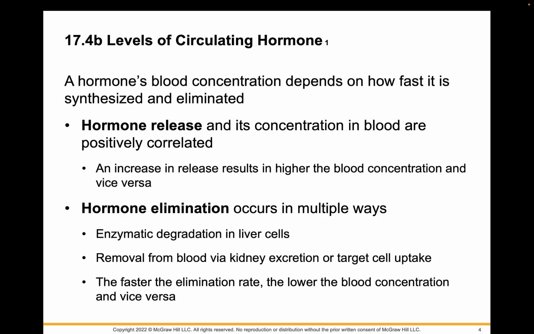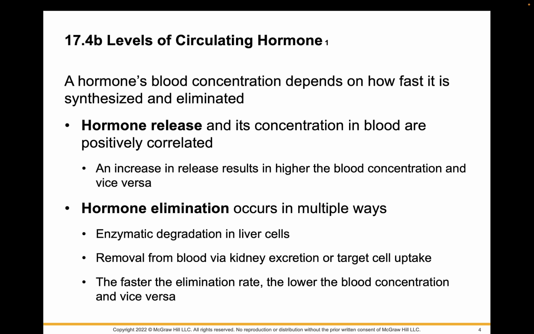Now, what is responsible for determining the overall level of a circulating hormone is the relationship between two factors. Those two factors are the rate at which a hormone is released, so the more of a hormone that is released, the higher the concentration, and the elimination of that hormone. This can occur a number of different ways. Typically, many hormones are broken down within the liver through enzymatic pathways. Some are removed from the blood via the kidneys or target cell uptake.